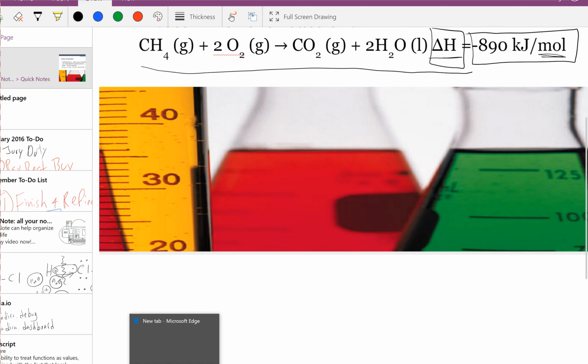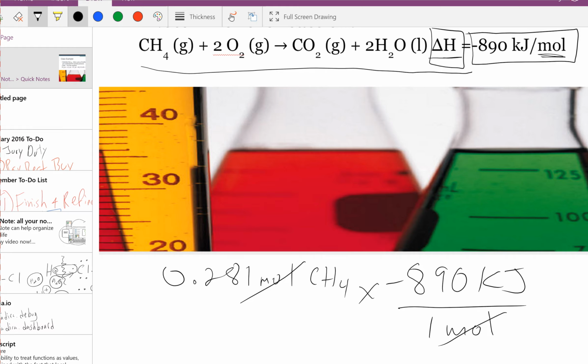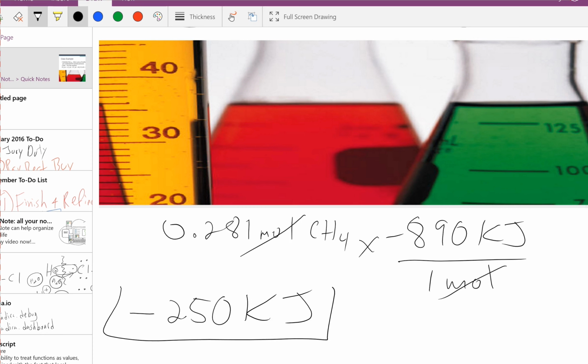Well, we do a very simple calculation: 0.281 moles of CH4 times negative 890 kilojoules for every 1 mole. And we end up with, after a brief calculation, you realize that you're going to get a release of 250 kilojoules of energy from the 0.281 moles of CH4 you start with. And that is your final answer.